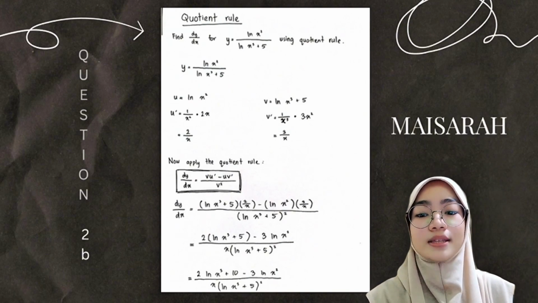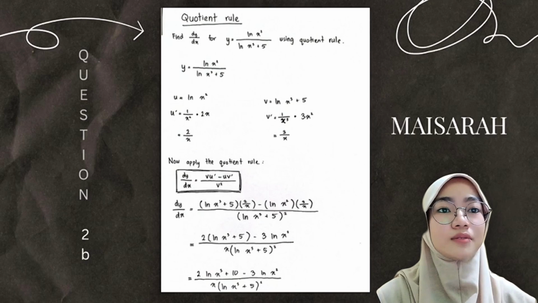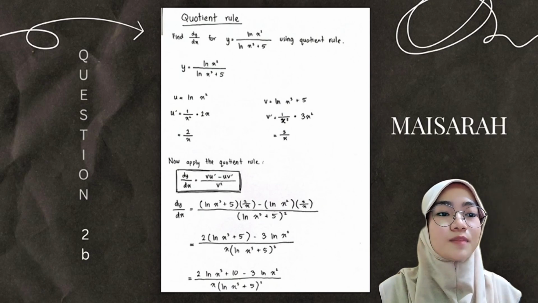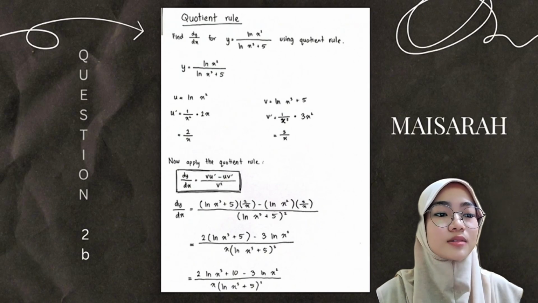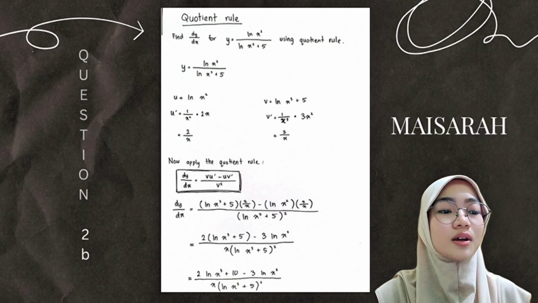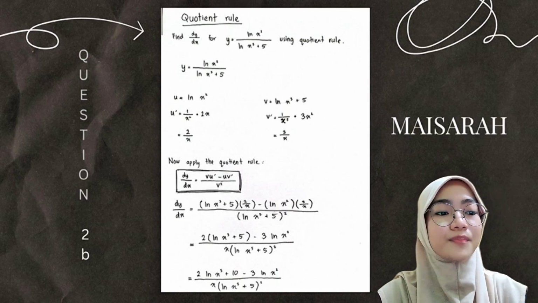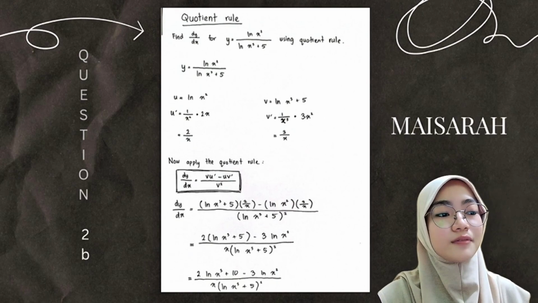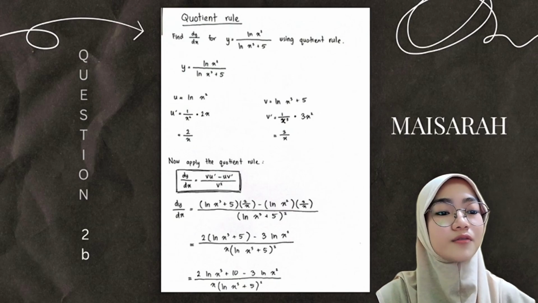Okay, the next step is we need to substitute into the quotient rule. dy dx equal to (ln x cubed plus 5)(2 per x) minus (2 ln x squared)(3 per x), divided by (ln x cubed plus 5) squared. After that we need to factor out 1 over x.